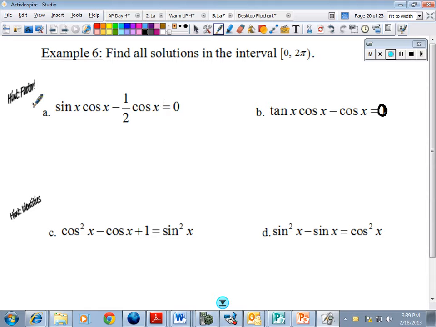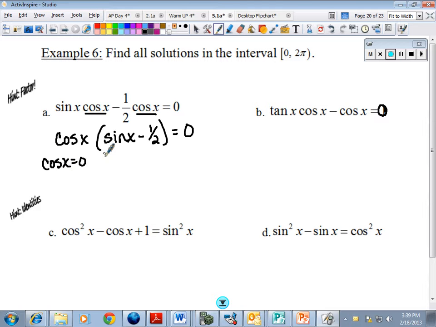Well, it says hint factor. Can I factor out a cosine? That leaves me with cosine times sine minus a half. I'm going to set both of them equal to 0. And sine of x minus a half equal to 0. That's going to be sine equals a half.